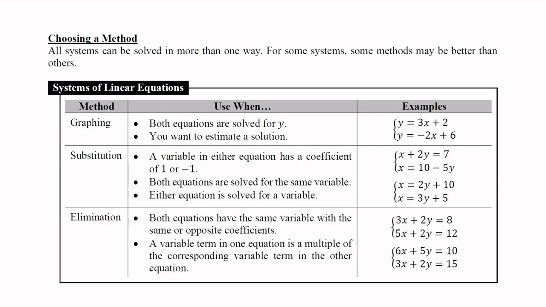And then elimination may be a good way to go if both equations have the same variable with the same or opposite coefficients, or a variable term in one equation is a multiple of the corresponding variable term in the other equation. So say in the second example here, you've got 6x and you've got 3x. Well, you know if you multiply the bottom one by 2, then that's going to give you 6x, and you'll be able to eliminate your x terms.